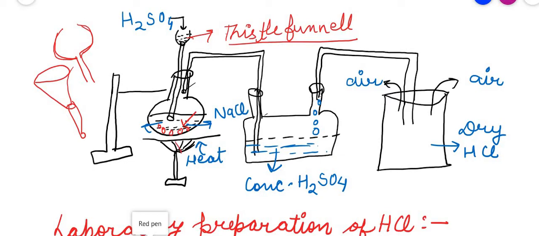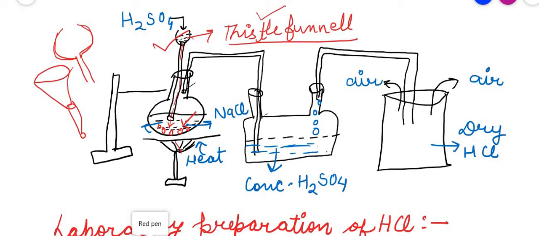So with the help of this Thistle funnel, there is a dropwise addition of H2SO4 on the NaCl. It will enter dropwise, and the reaction proceeds slowly in the cold. On heating the mixture gently, there is effervescence, and the HCl gas is evolved in a controlled manner. Why are we using this Thistle funnel? What is the use of this Thistle funnel?